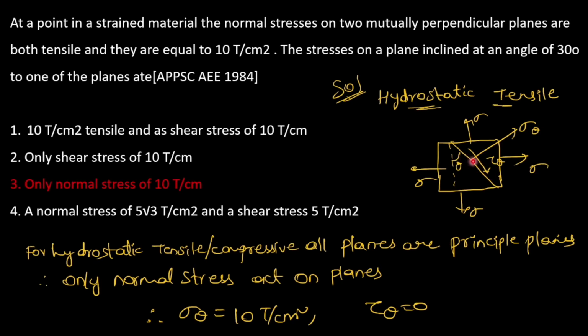For hydrostatic condition, all planes in this body are principal planes. Therefore on that plane only sigma theta is available. That sigma theta is equal to 10 tonne per centimeter square, so tau theta is equal to 0. So option 3 is the correct answer.